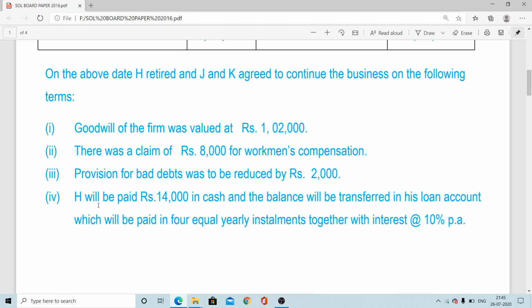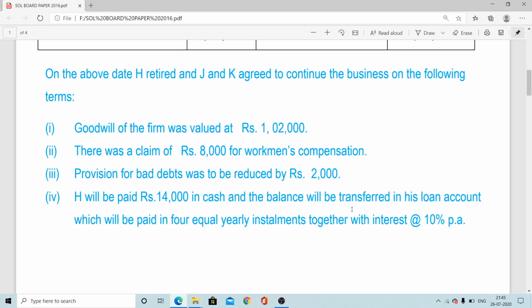Now after calculating all this, H, the retiring partner, will be paid 14,000 in cash, and the balance will be transferred to his loan account. So here it is very simple: H account debit to cash account, and for transferring to loan, H account debit to H loan account.